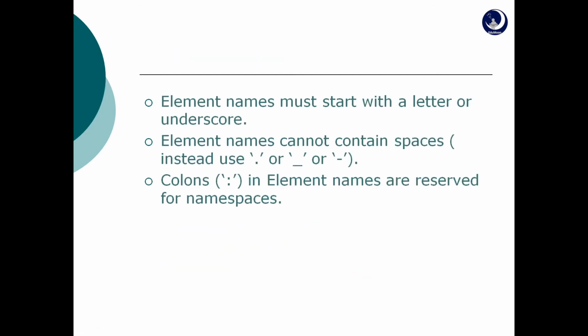Element names must start with a letter or underscore. Element names cannot contain spaces. As white spaces are considered in an XML document, instead of spaces you can use either dot or underscore or else hyphen. You can also use colon, but it is reserved for namespaces.